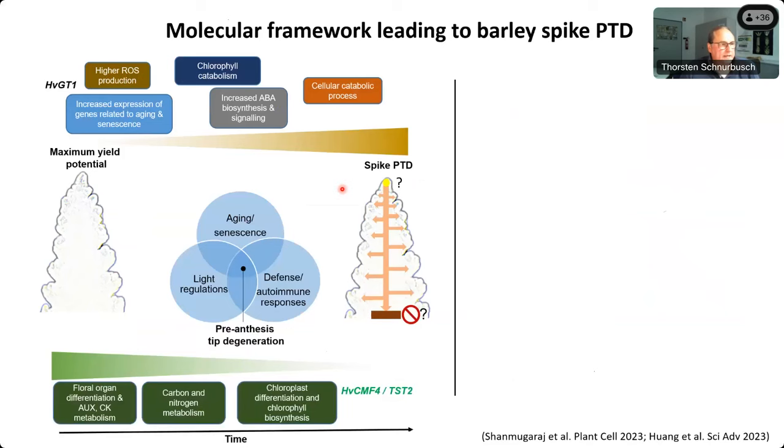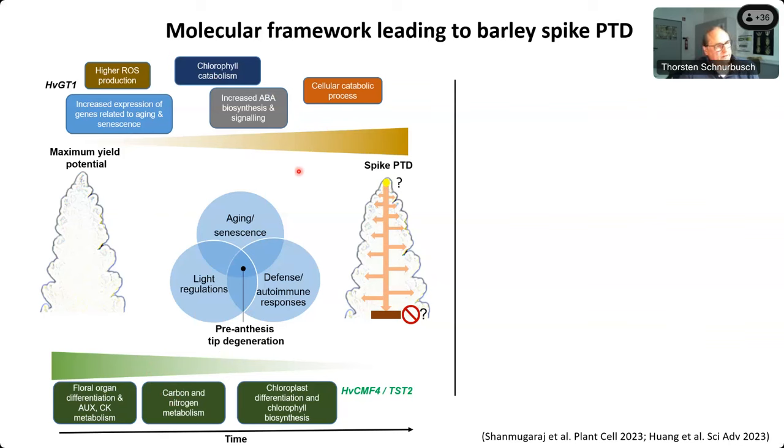Okay, coming to the first summary of the presentation. So just to give you a little bit of an overview about what Nanda and Yongyu have found out. In their analysis, it was very, very clear that, for example, you need the CMF4 gene as part of the chloroplast differentiation and chlorophyll biosynthesis pathway in order to promote spikelet growth.